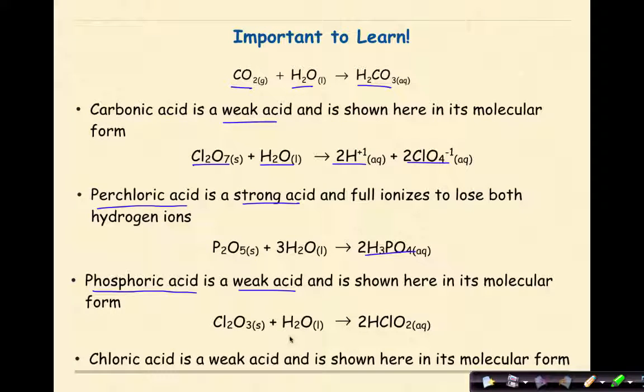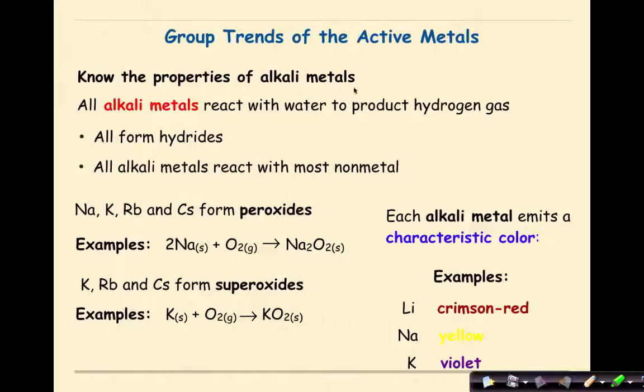Dichlorine trioxide and water will form chloric acid. Chloric acid is a weak acid and again is shown here in its molecular form. Group trends of active metals. You should have a basic understanding of the properties of alkali metals.